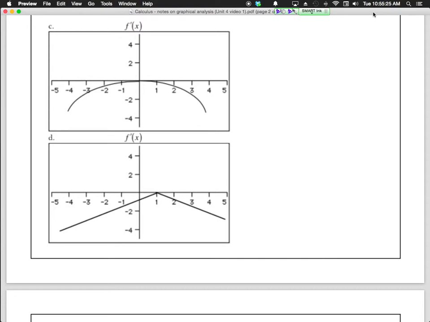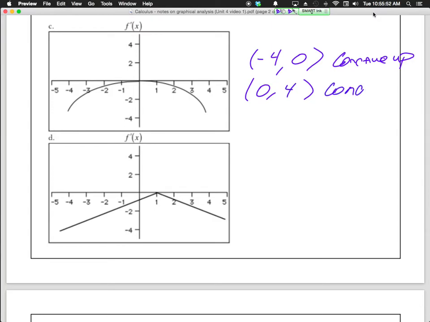So that means this thing starts out concave up. So I know from -4 to some other number, I'm concave up. And what is that other number where it stops increasing? Zero. And after 0, what does it start doing? Decreasing. It starts decreasing from 0 to 4, so that means it is concave down.